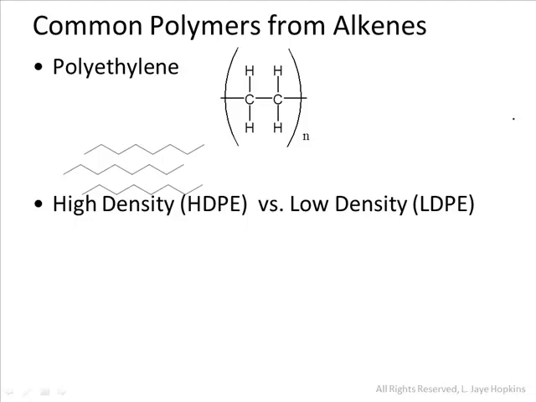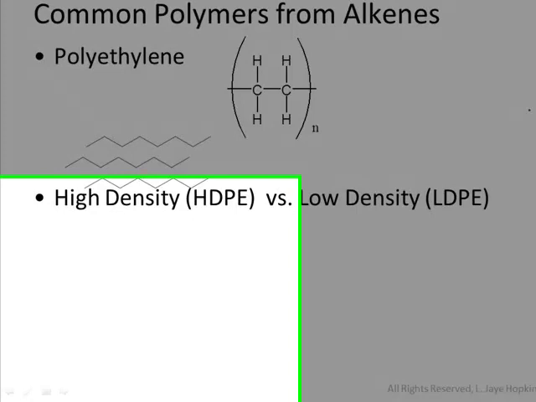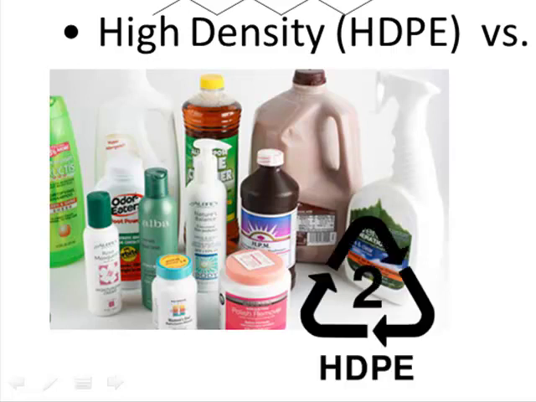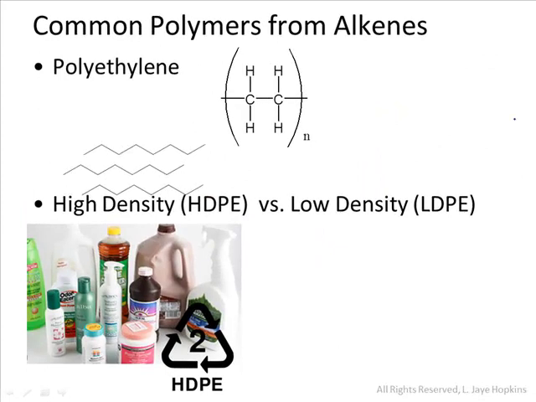The consequence of this is that we get very rigid materials that are made out of HDPE. So we think of these usually as plastics that are used in rigid containers, things like shampoo bottles or cleaning bottles. That's HDPE, and it's recyclable plastic number 2. Chemically, it's identical to LDPE, or low-density polyethylene, but they differ solely in the amount of branching that takes place.